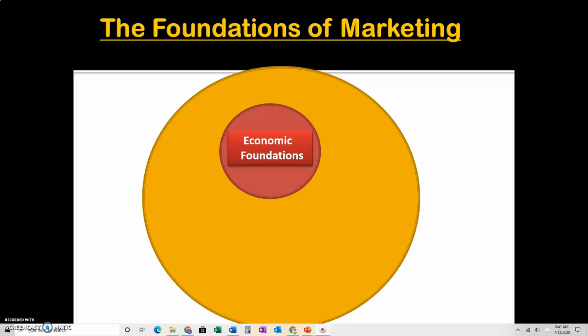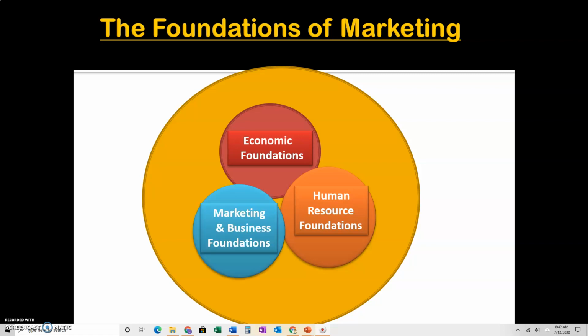The very first one is the economic foundations. It's the study of the economy, and much of what you learn in this class will overlap with your econ class. We have the human resource foundations, and with the human resource foundations, we are looking at people. It takes people to buy and sell products, even the distribution of them. So this is the human resource foundation. And we also look at the marketing and business foundation. So this is all of the functions that take place for marketing to happen.